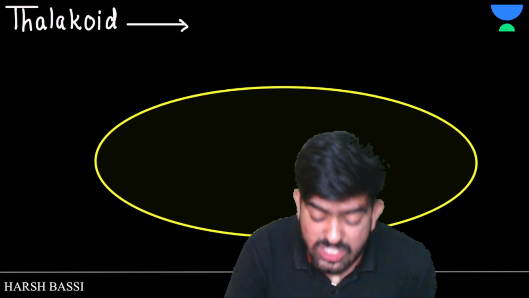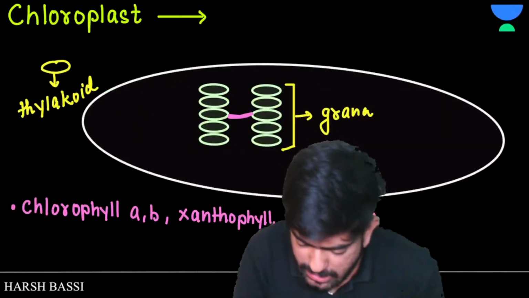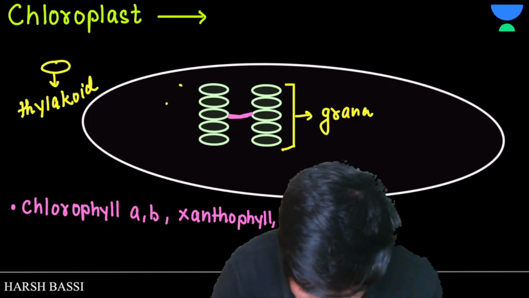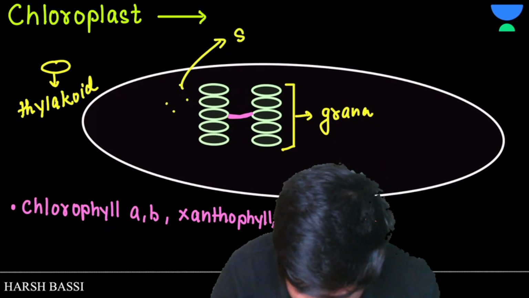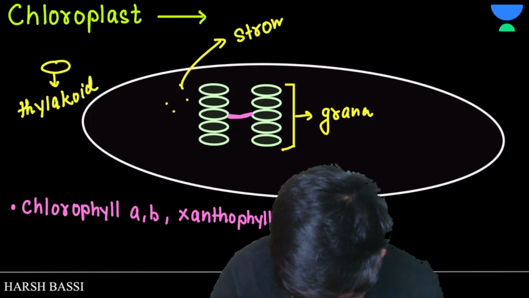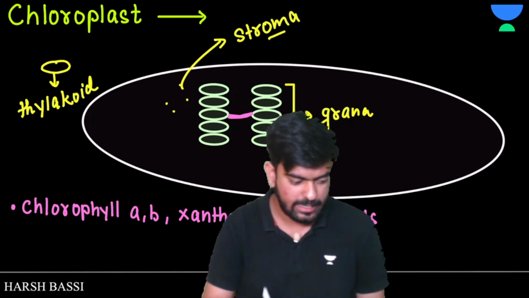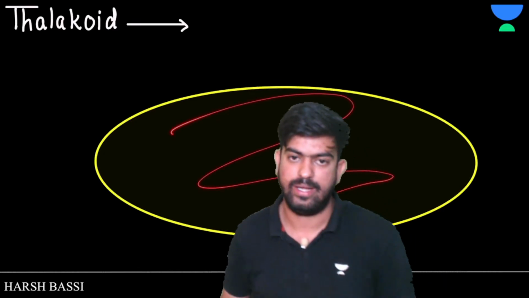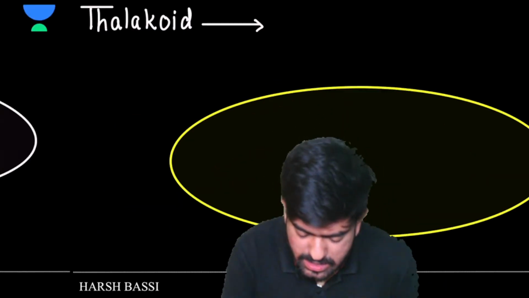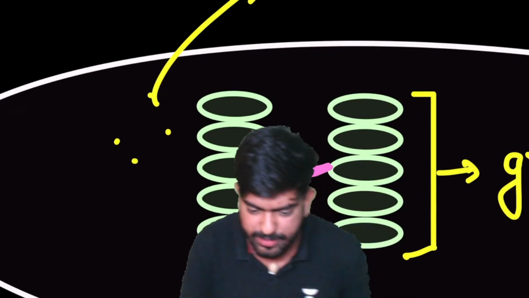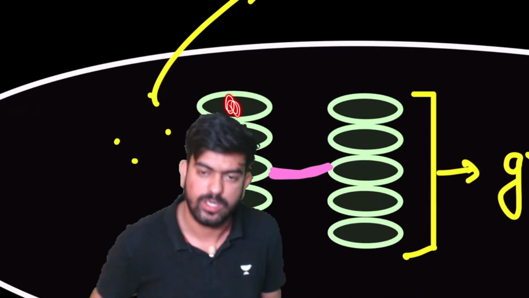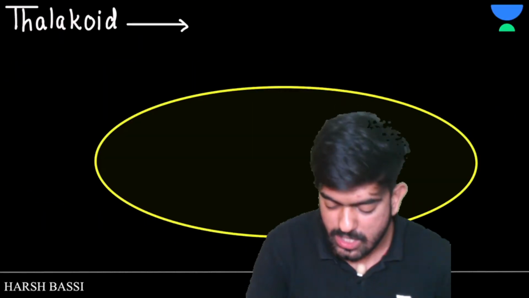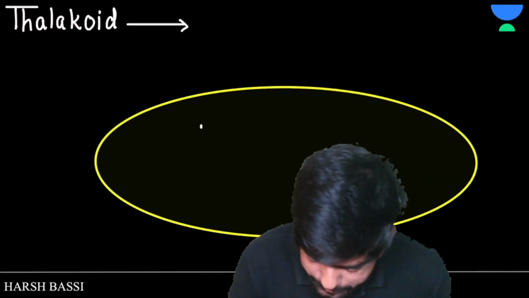Outside the thylakoid, what is present? See here. Outside the thylakoid, we have the stroma of the chloroplast. This much is clear. And what is this structure, sir? Inside the thylakoid, there is some space. If you can't see, I'll zoom it for you. This is a space, and this space will be known as the lumen.